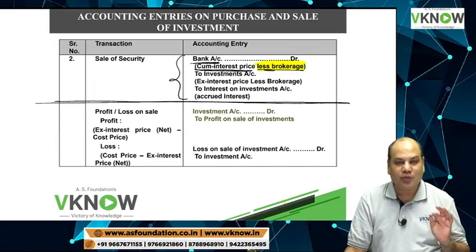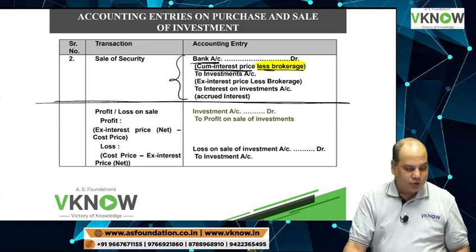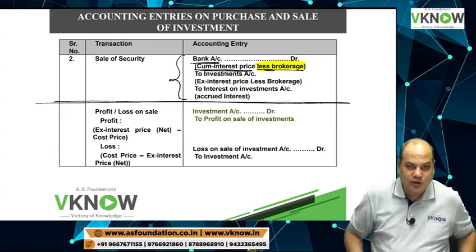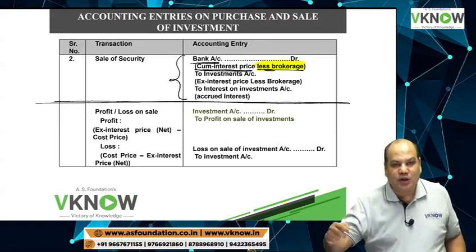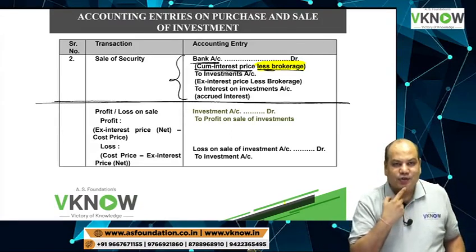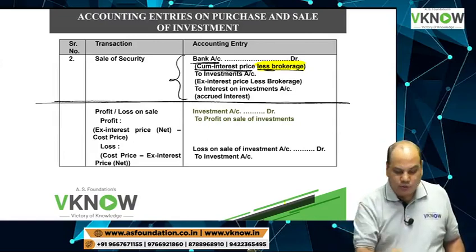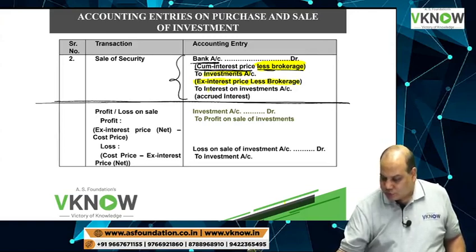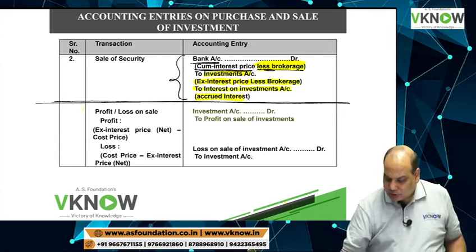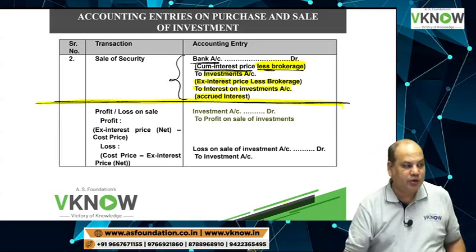What is the net amount realized by the seller? The net amount realized by the seller is the cum-interest price minus any expenditure incurred to sell. Normally he has to pay the brokerage. So the answer will be cum-interest price minus brokerage. To investment, the amount will be equal to ex-interest price minus any brokerage, and to interest on investment, the accrued interest. The seller has to pass one more entry.